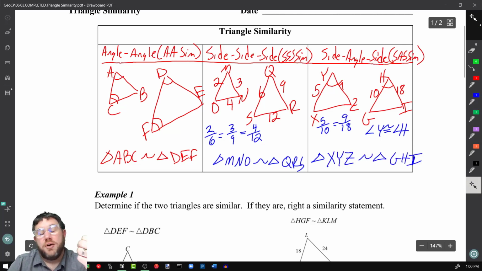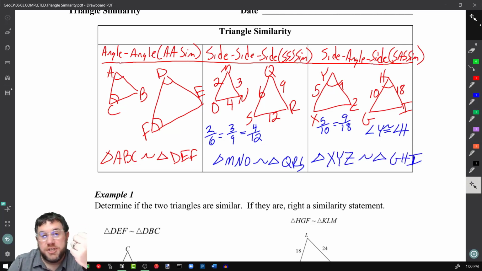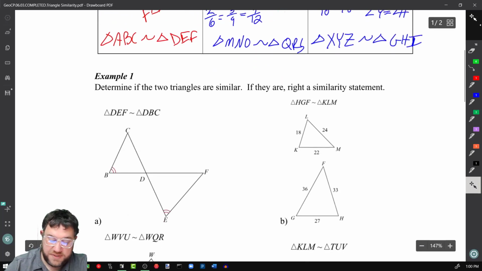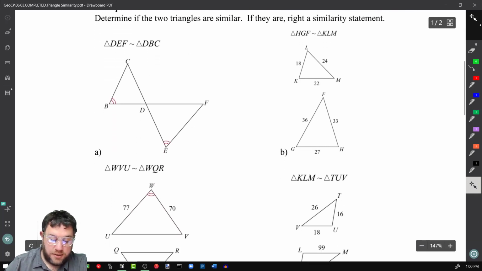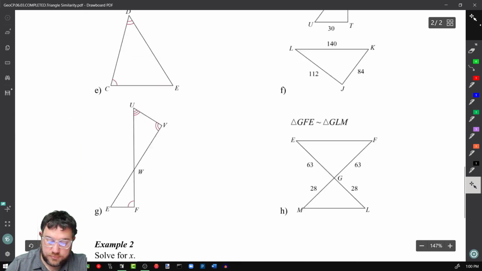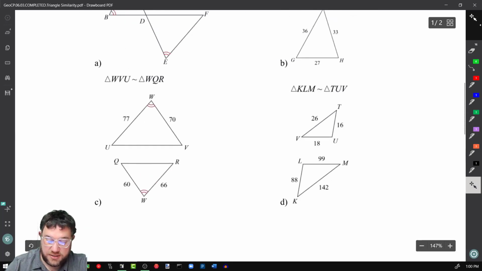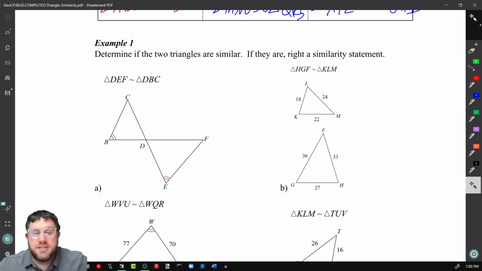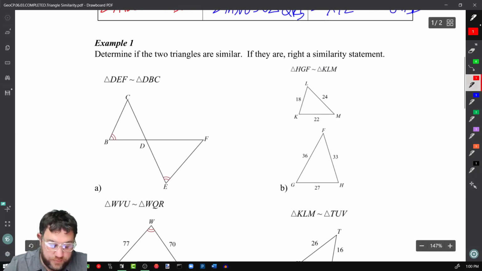So if we have 2 pairs of congruent angles, we're good. If we have all 3 pairs of corresponding proportional sides, we're good. And if we have 2 pairs of proportional sides and the included angles are congruent, then we're good to prove similarity. So let's go through, and the rest of this is just doing some examples. Let's determine whether these are similar or not.